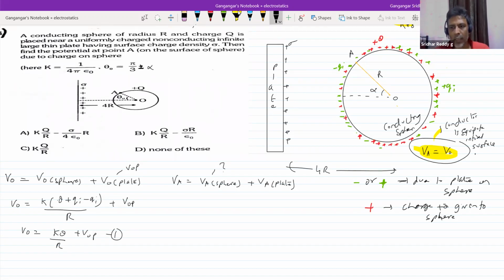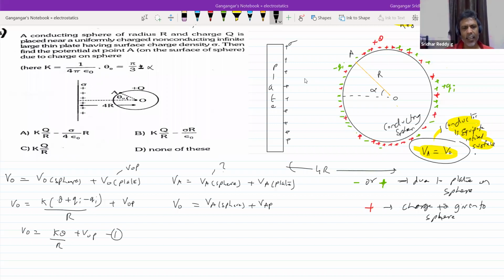Okay, now with this idea, what can you write here? Can you write VA equal to VO? So VA should be equal to VO, which is the unknown we have to calculate. This is also called VAP.